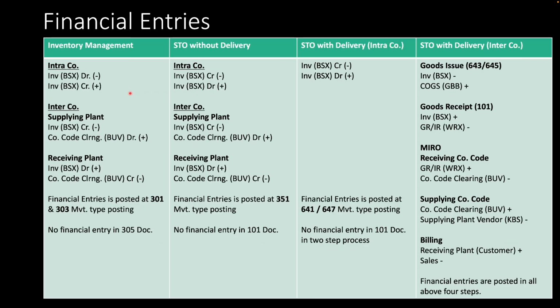Now on the screen you can see what all financial entries will happen for all these four processes. We have already discussed the process and we have seen what all financial documents get posted when we did the SAP demo. You can see on the screen everything I have mentioned here. So this completes the whole process of stock transfer through all the methods, that is inventory management method, STO without delivery, STO with delivery with intra-company code and intercompany code stock transfer transactions.